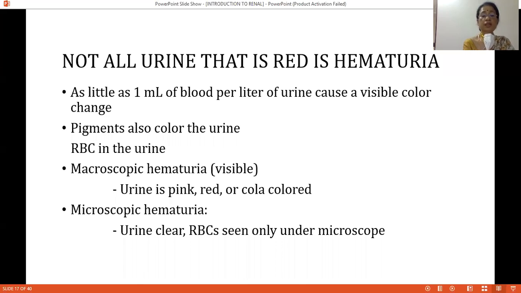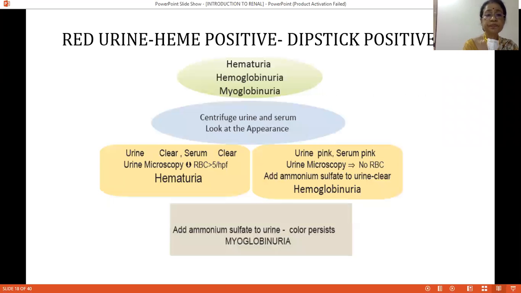RBC in the urine, that means hematuria, may be microscopic hematuria or macroscopic hematuria. Macroscopic hematuria is always visible. Microscopic hematuria you have to see in the microscope. In macroscopic hematuria the color is pink, red or cola colored. In microscopic hematuria the urine color is clear, and RBC are seen only in the microscope. So red urine means heme positive.